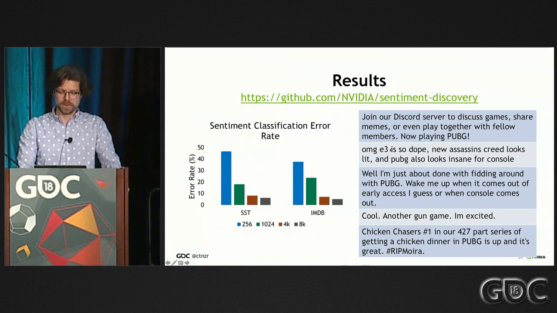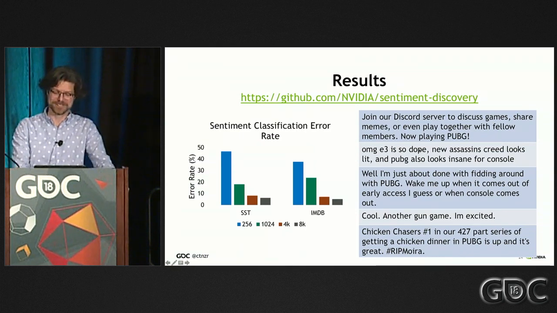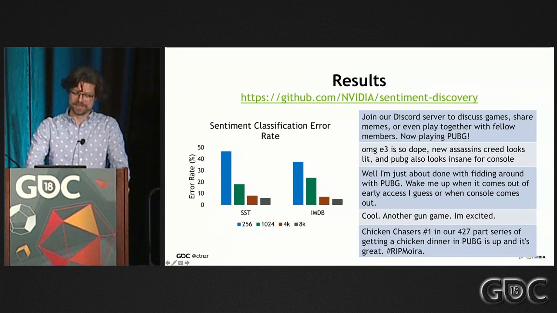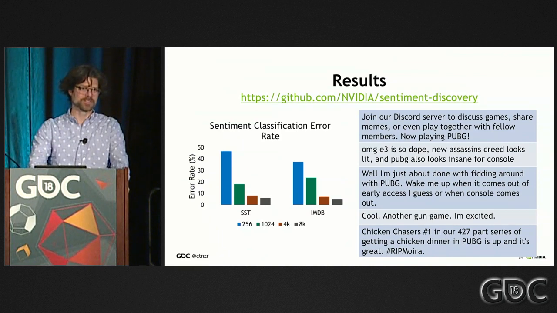Like this one saying, "E3 is so dope, new Assassin's Creed looks lit, and PUBG also looks insane for console." Well, insane is not a good word. Most of the time, insane is correlated with bad sentiment. Or dope, also, most of the time it's not such a great thing. Lit, this is a word that might not have even been in the training set for this other model, right? Because if it's based on words and just tables of probabilities, there are a lot of things that might not be there. But our model figured out this is actually a good thing.